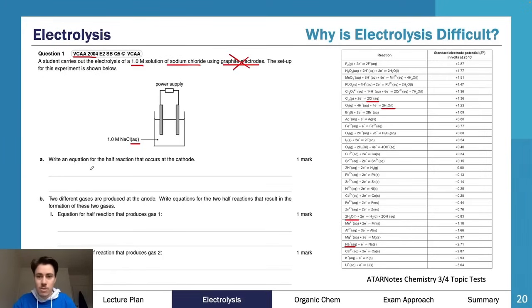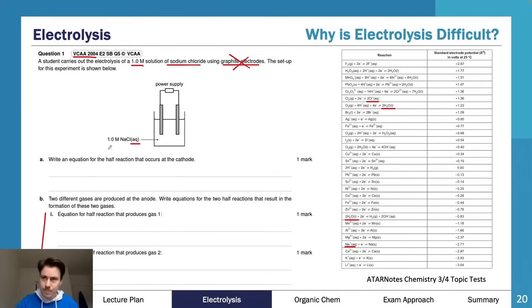And then it says, write a half equation that would occur at the cathode. And then it says 2 different gases are produced at the anode. Write equation for the 2 half equations that result in the formation of these 2 gases. So I've got equation for the half reaction that produces gas 1, equation for the half reaction that produces gas 2. So I've got 2 gases producing at the anode. And as it says here, write an equation for the half equation that is the cathode. So a bit of a confusing question because it's asking me about 2 half equations. And you're like, what's going on? Why do I need 2 half equations?